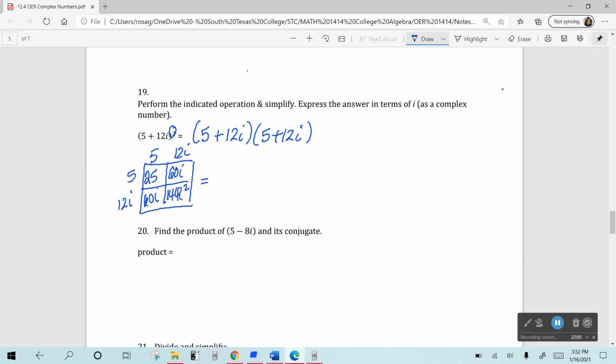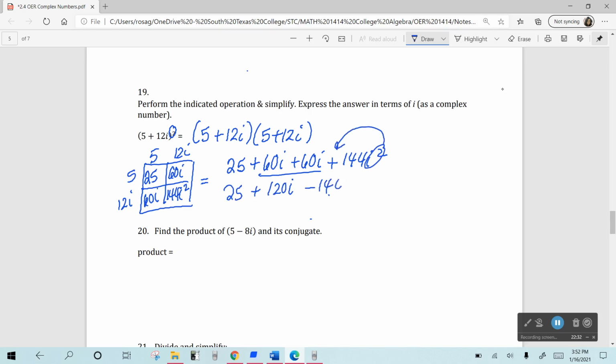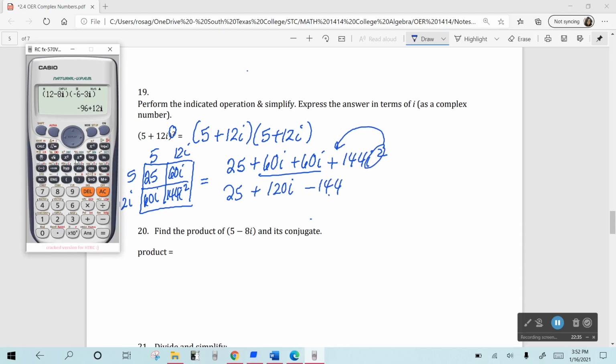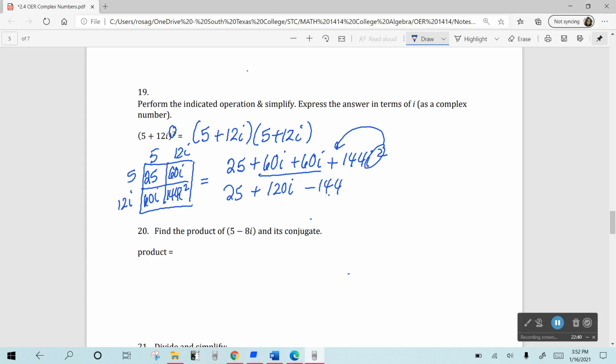Sorry that I don't talk, I get focused on the problem, but you can see that I did the box and multiply. If you use the distributed method, then you would also do the same thing. I'm going to take it out of the box. The 60s combined to do 120. This is a negative, so that's going to change to 144. And then I'm going to do 25 minus 144. Negative 119 plus 120i.